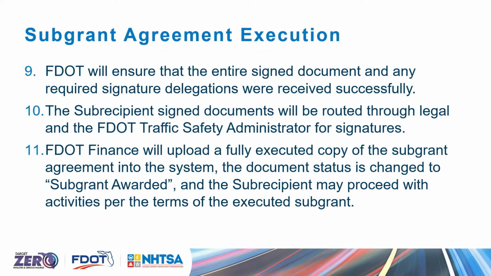The system will notify FDOT when signed documents have been submitted via the status change. So we'll go in and we'll actually review that upload to make sure that all the pages have been uploaded successfully and are readable. Then we'll circulate that through legal and with the FDOT's Traffic Safety Administrator for execution. Once all signatures are affixed to the document, it will be considered fully executed. It will have a start date, and we will upload it in the system and change the status to subgrant awarded, at which time the subrecipient will receive notice in the system that they may proceed with activities per the terms of the executed subgrant.